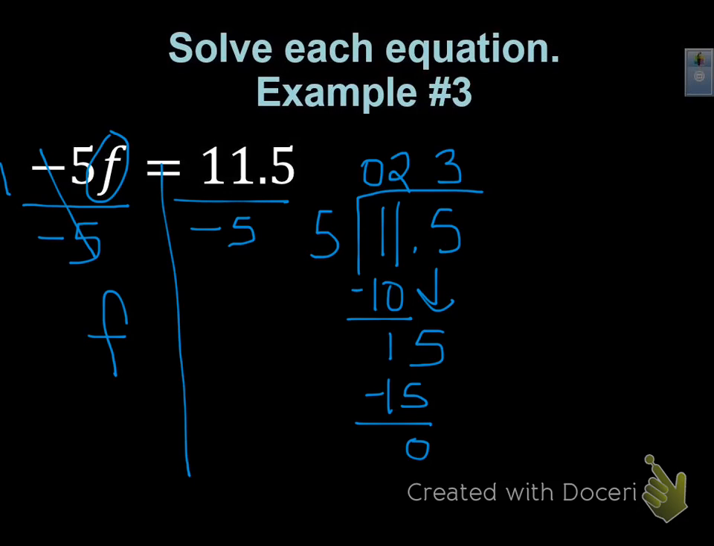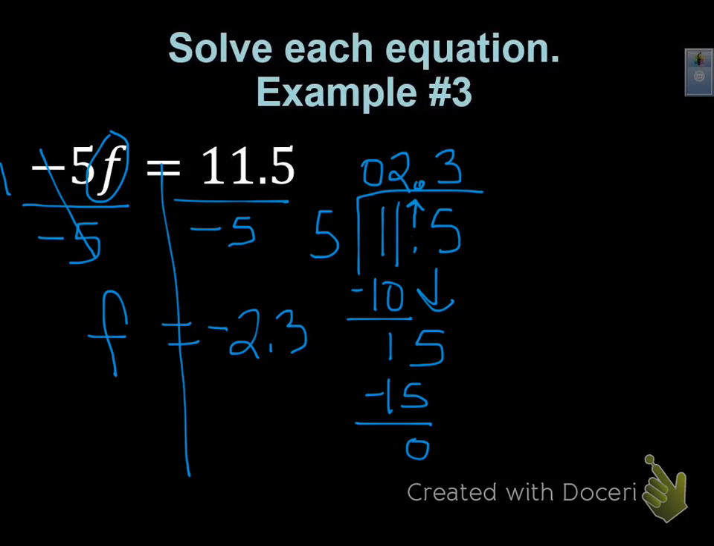My answer is not 23, however. I need to remember to bring my decimal up to the top, and my answer is 2.3. In the original problem, I was dividing a positive by a negative, so my answer will be negative 2.3.